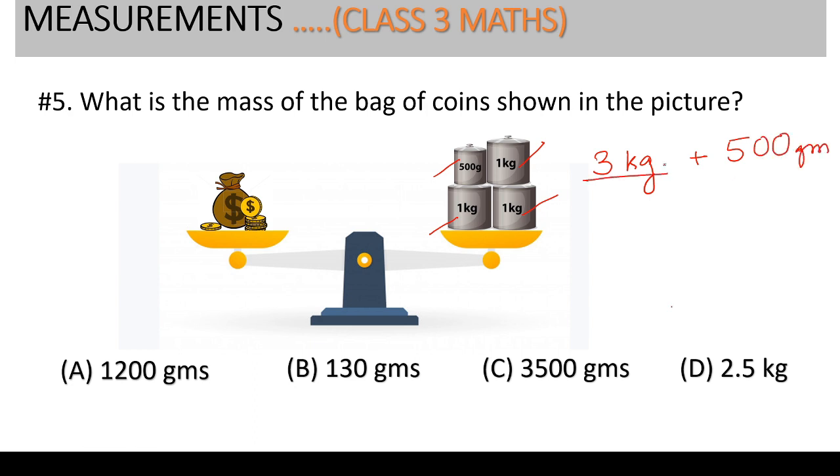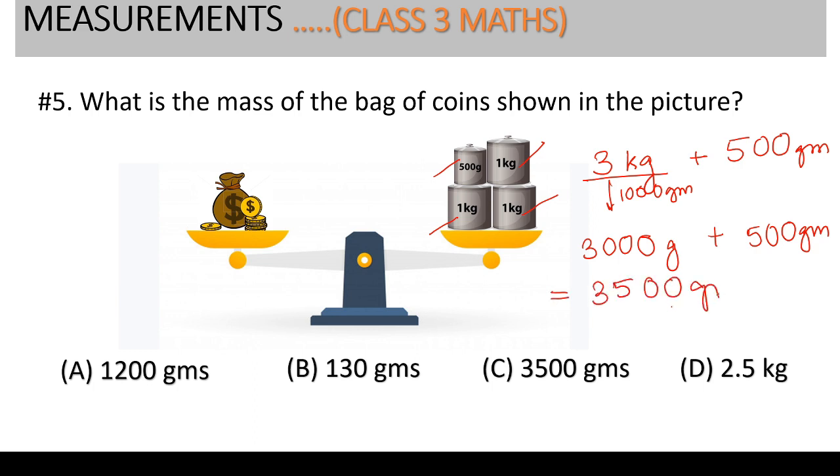Now 1 kg is 1000 grams. So 3 kg would be 3000 grams. And to that we add 500, which is an existing weight. So the total weight of the bag of coins is 3500 grams. Easy one, which is option C.